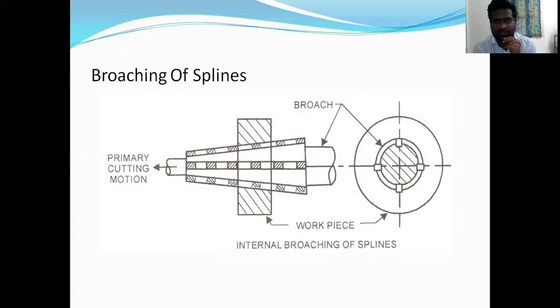Broaching of splines. The number of slots on the shaft, we can call splines, so it can be called a spline shaft. For this spline shaft, the material removal takes place like this with this broach tool. So the primary cutting motion. This is the side view and this is the front view of the broaching of this spline. These are the workpieces. So for that we are moving the broach tool accordingly.